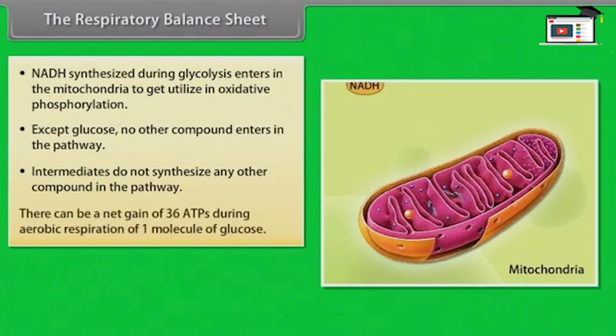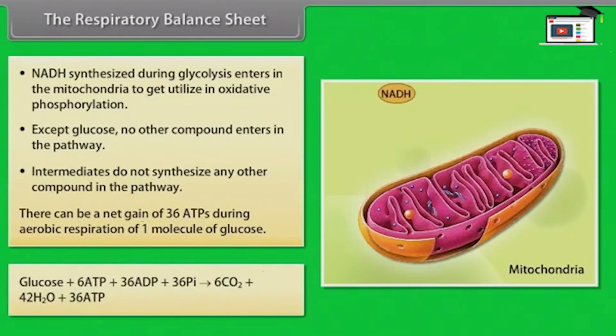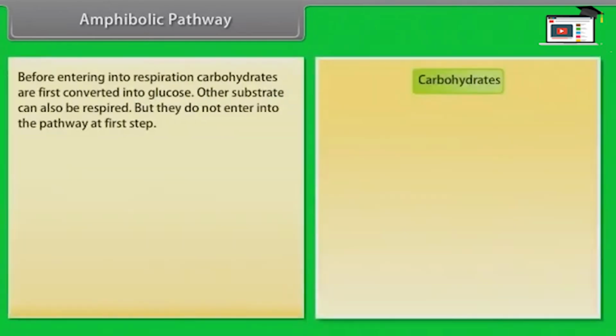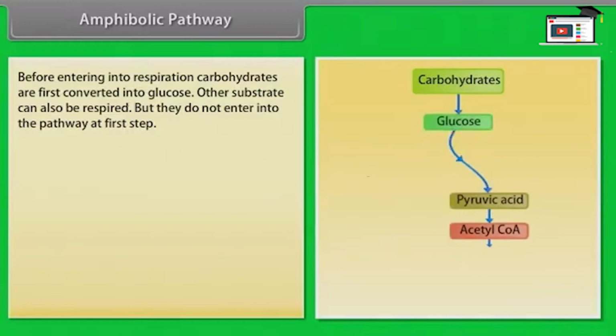There can be a net gain of 36 ATPs during aerobic respiration of one molecule of glucose. Glucose plus 6 O2 plus 36 ADP plus 36 Pi gives 6 CO2 plus 42 H2O plus 36 ATP. Amphibolic pathway. Generally, carbohydrates are used as substrates for respiration. Before entering into respiration, carbohydrates are first converted into glucose. Other substrates can also be respired, but they do not enter into the pathway at the first step.